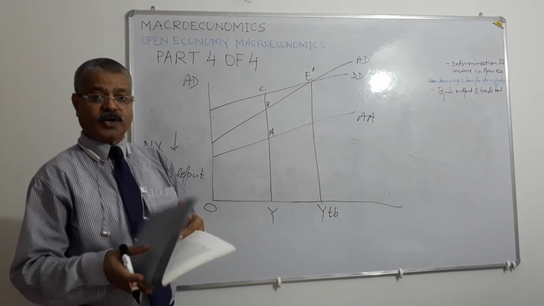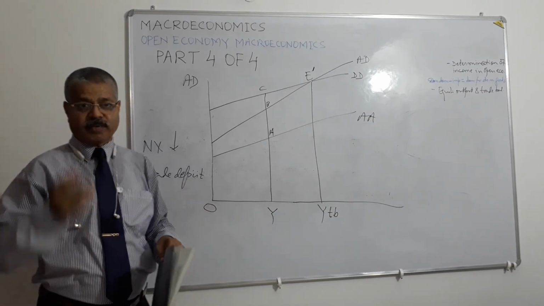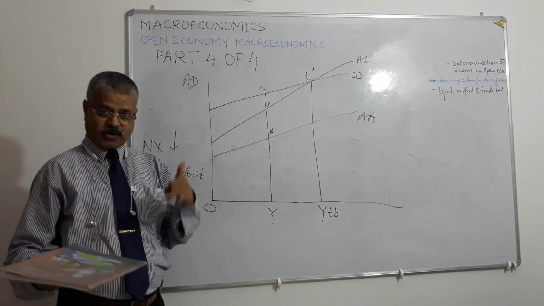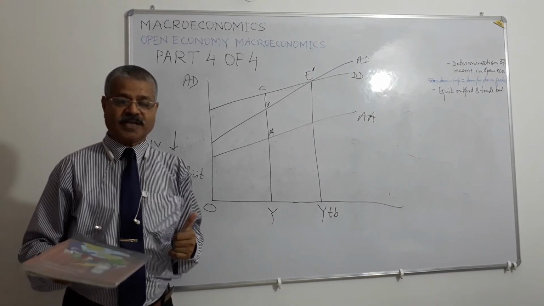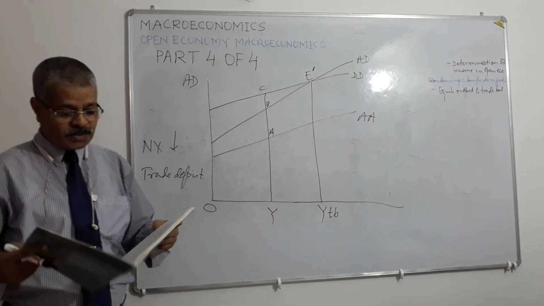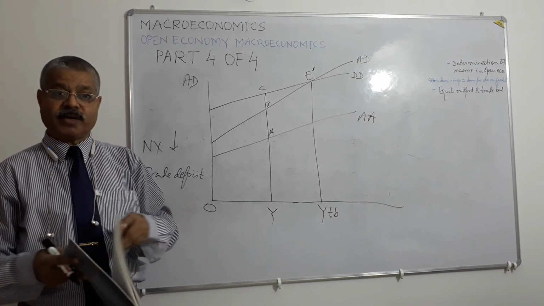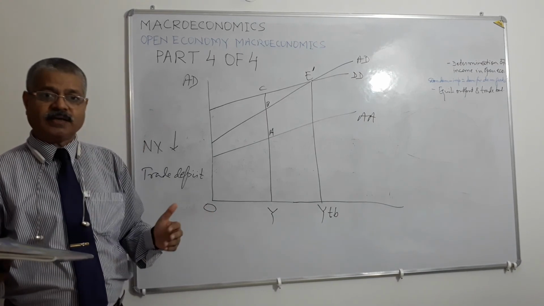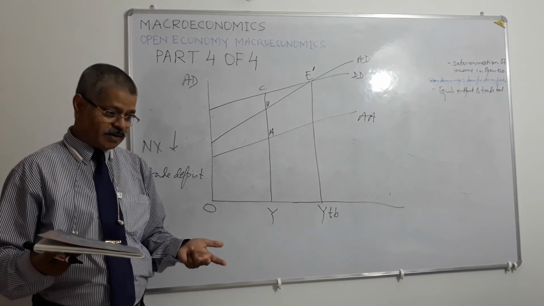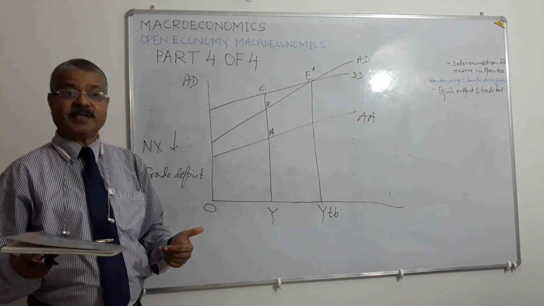Increase in foreign demand: if there is increase in foreign demand, our exports will increase, our output will increase, our income will increase, and our trade surplus will increase, right? If there is decline in foreign demand, our exports will decline, our output will decline, our income will decline, and our trade surplus will decline.